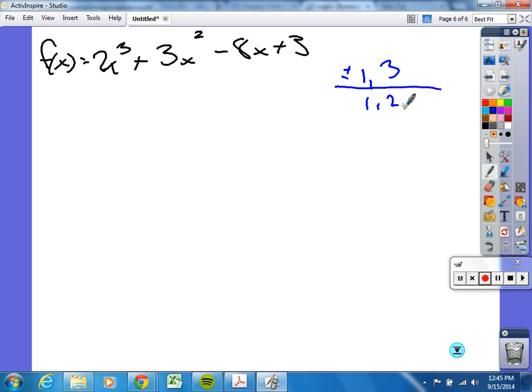So we go 1 divided by 1 is 1. 3 divided by 1 is 3. 1 divided by 2 is 1/2. But we needed the 3/2 anyway, didn't we? Can everybody see where that's at?